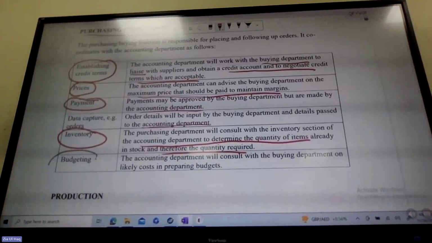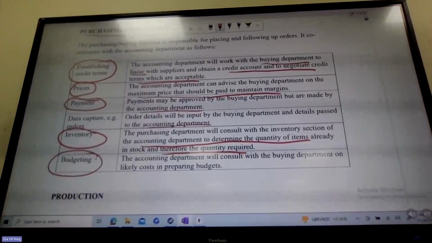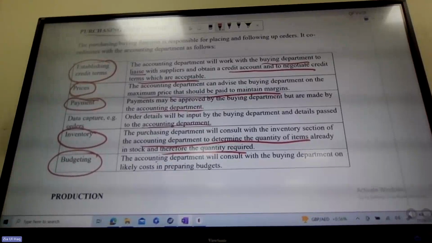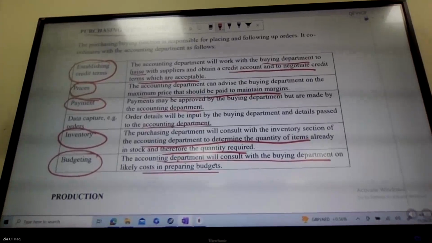And while preparing the budget, who prepares the budget? The accounts department. What kind of budget? The purchase budget, according to our future requirements. So they both communicate with each other. The accounting department will consult with the buying department on likely costs in preparing the future budget.